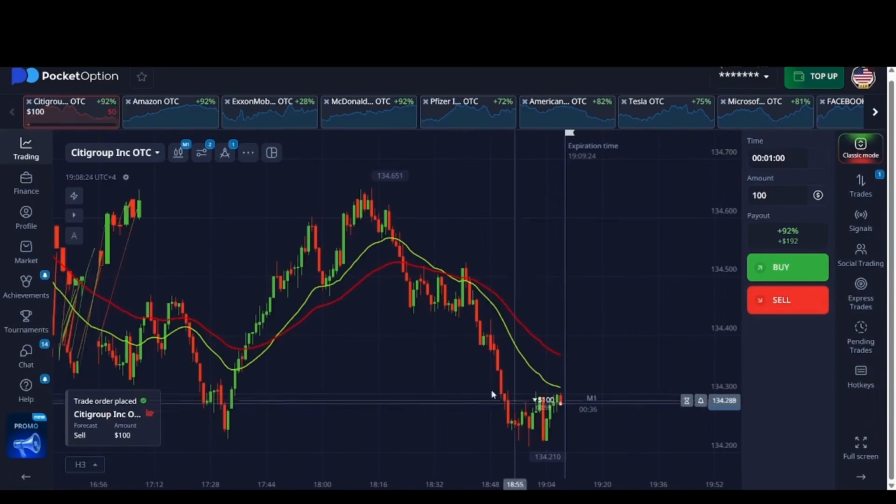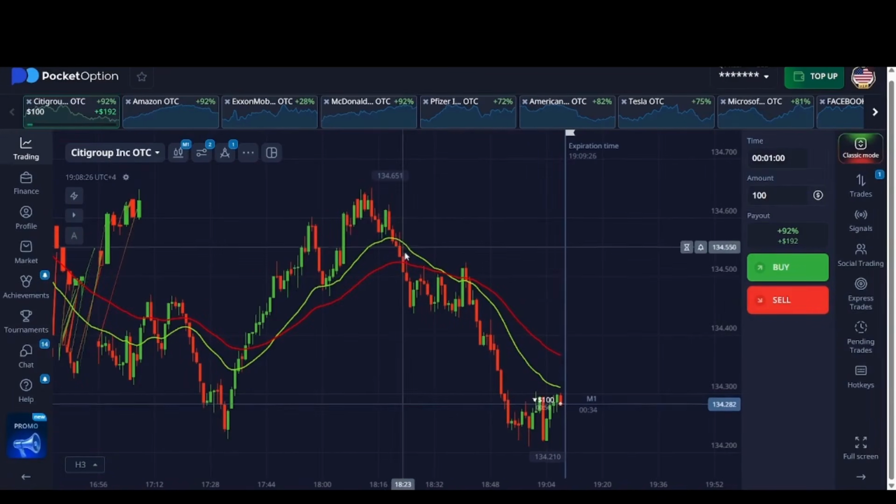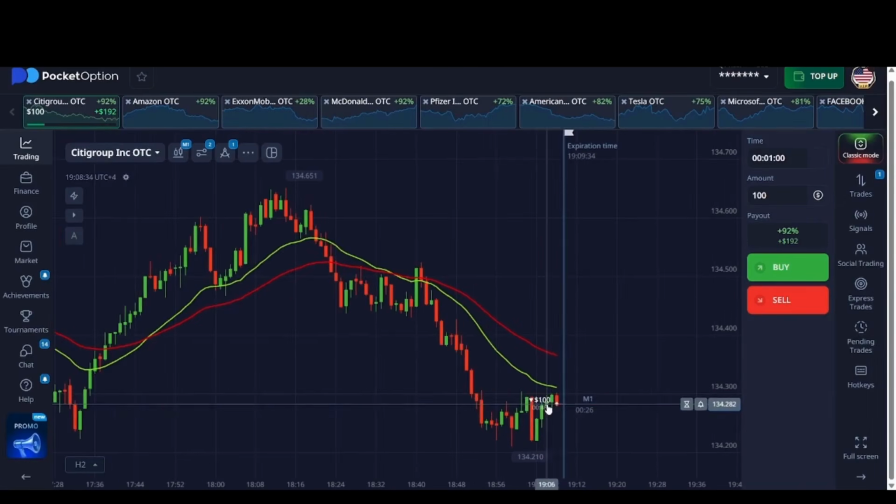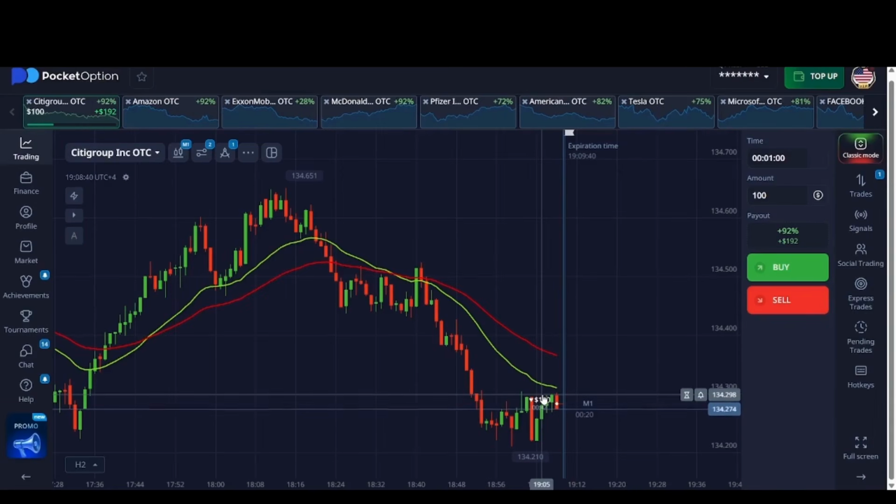Here you can see that the price broke below the moving average, retraced back to it, and then continued moving downward. The previous candle also closed near the moving average, so I placed another downside trade in the direction of the trend. As I always say, if you place trades in the direction of the trend, you will generally achieve better accuracy. Right now the trade is in our favor, but I entered a little late because I placed the trade near the end of the candle.